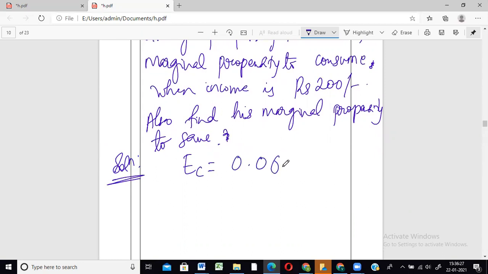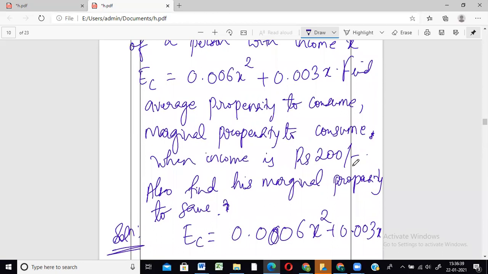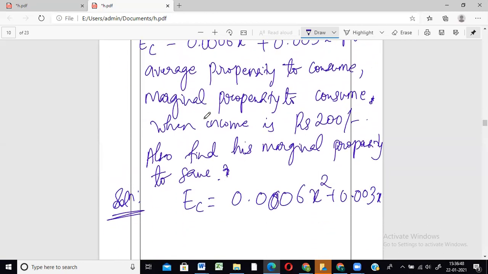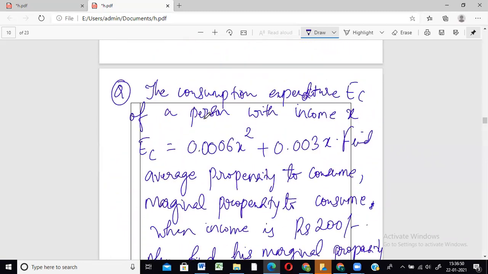Consumption expenditure is 0.0006x square plus 0.003x, right? How many zeros? 1, 2, 3. Okay, so there are three zeros, please. Three zeros.